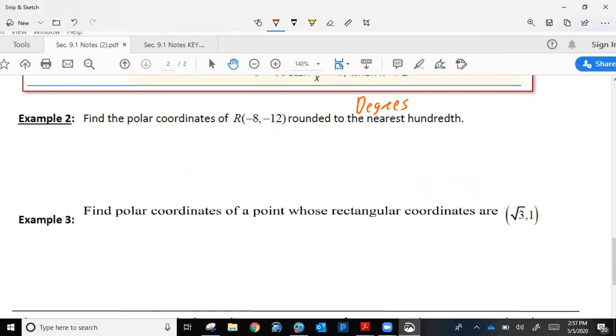In this, my -8 is the x, -12 is the y. I've got to find the polar. What is the r and the theta going to be? R, theta is the unknown here. So the radius is radical -8 squared plus -12 squared. Go to my calculator.